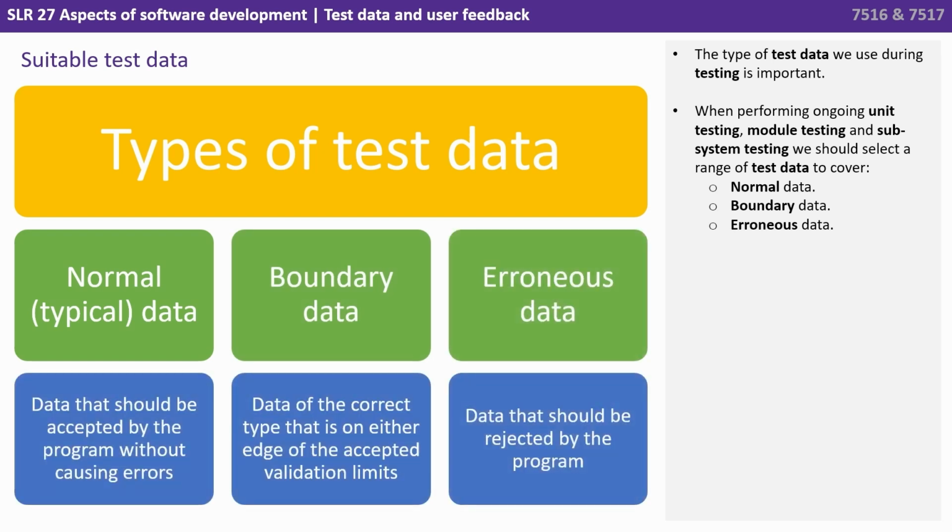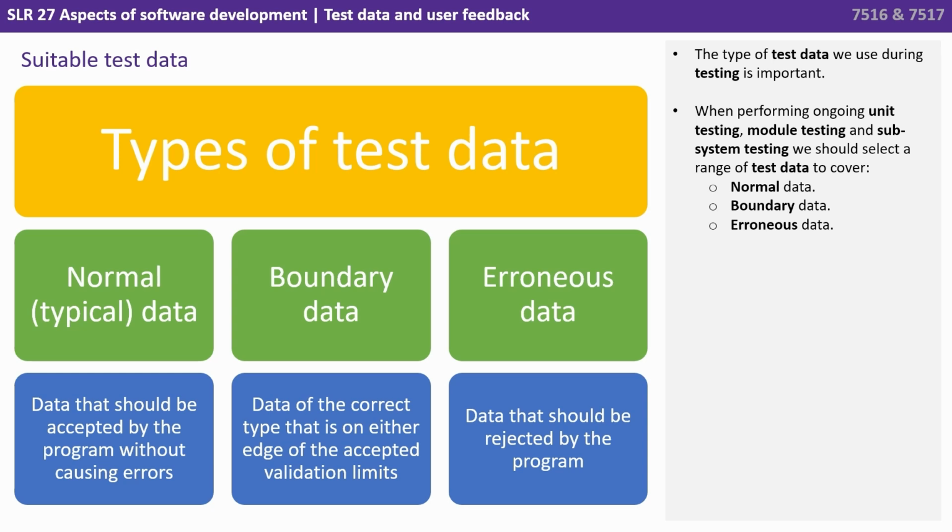When performing ongoing unit testing, module testing, and subsystem testing, we should select a range of test data to cover normal data, boundary data, and erroneous data. So what do we mean by these types of test data?